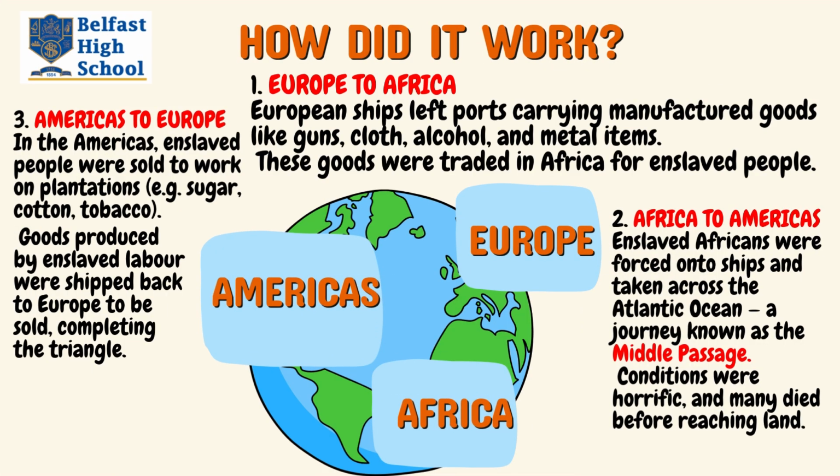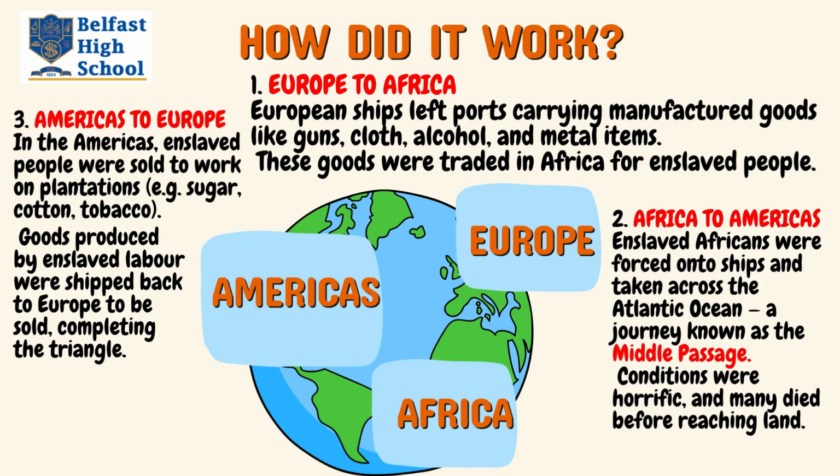So, how did it actually work? Well, the first route is from Europe to Africa. European ships left ports carrying manufactured goods like guns, cloth, alcohol, and metal items. And they sailed down to Africa, to lots of different slave ports along the coast of Africa. And when they're there, they trade in these manufactured goods for enslaved people.